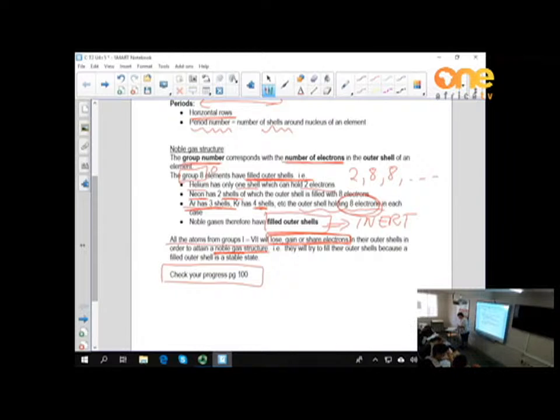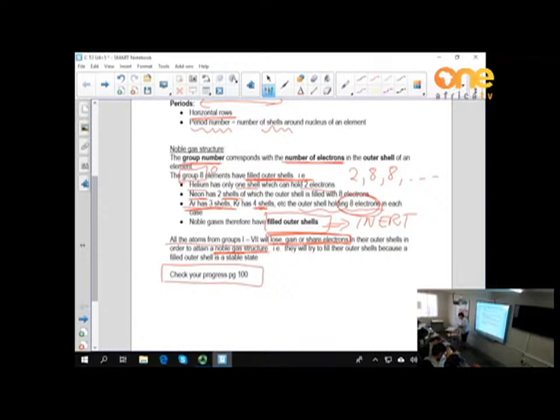The next question, 2. Which arrangement of electrons in the atom shows an unreactive element? When is an element unreactive? When it has a filled outer shell. So either 2 if it's helium, or 8 if it's any of the others. So it would be element D, 2,8,8. That would be a noble gas structure, unreactive.